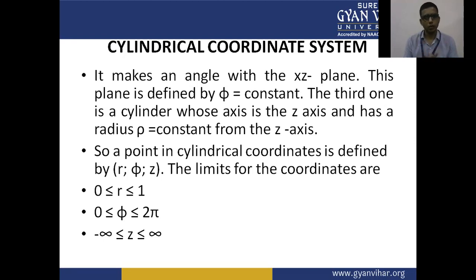The limits for the coordinates are: r varies from 0 to infinity, phi varies from 0 to 2 pi, and z varies from minus infinity to infinity. So these are the lower and upper limits of the points in the cylindrical coordinate system.